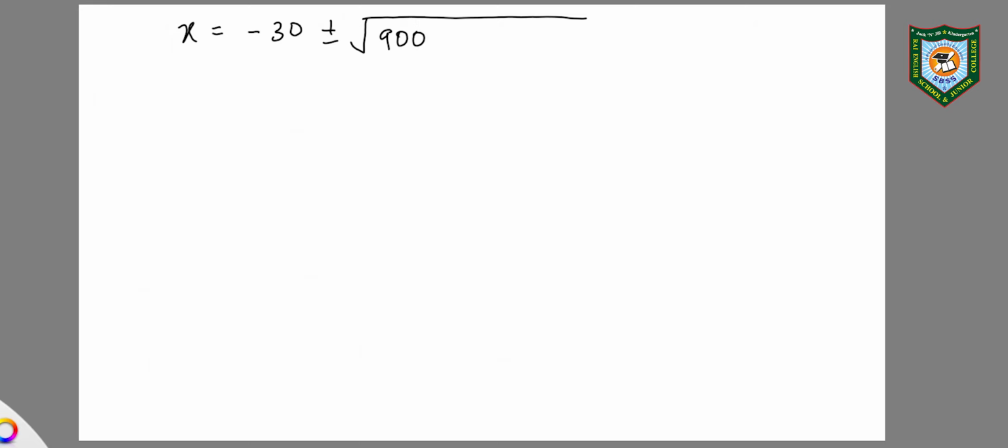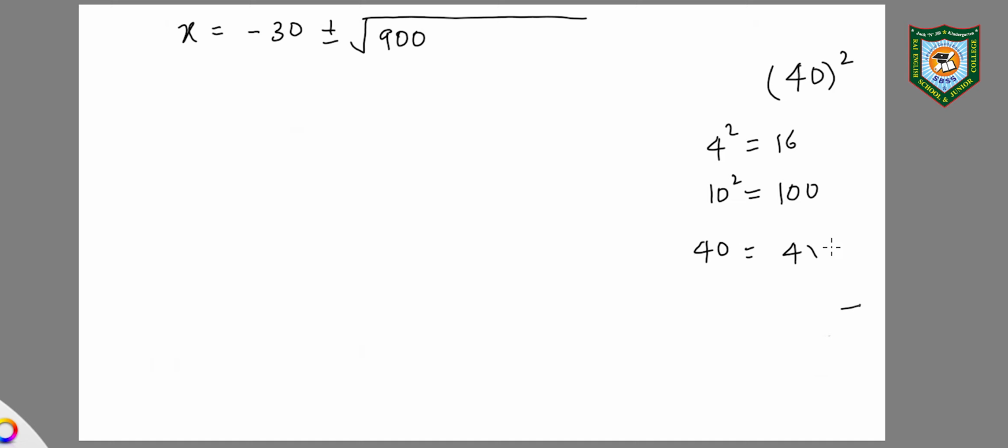Now there is one trick to know squares of numbers with a digit 0 in them. So let's say I have a number 40, and I have to square this number. We all know that 4 square is equal to 16, and we also know that 10 square is equal to 100, but 40 is equal to 4 into 10.